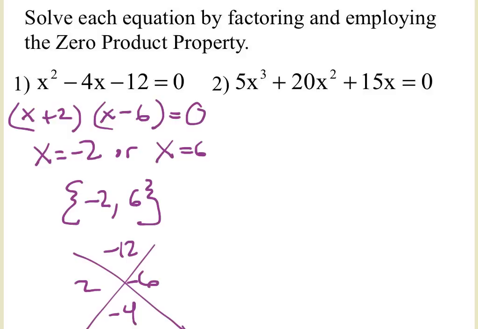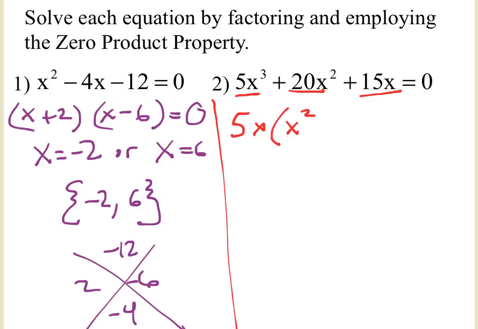What do you think we'd do first? Take a minute, look at it. All right, hopefully you are thinking about pulling out a GCF. So I'm going to factor out my GCF, which is a 5 and an x, and I'm left with x squared plus 4x plus 3 equals 0.